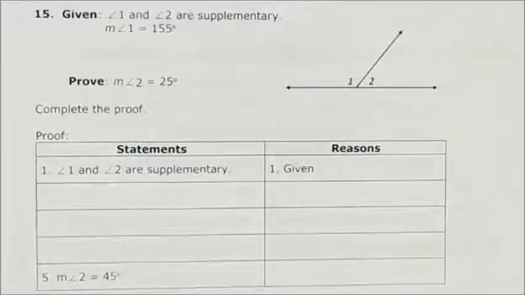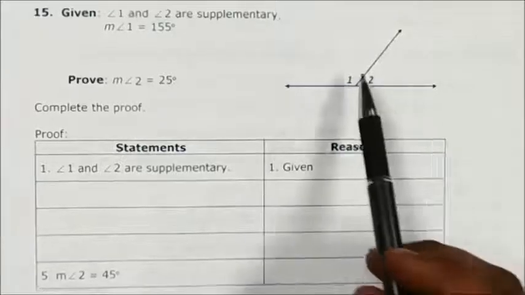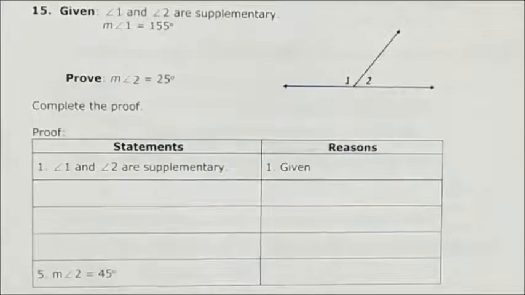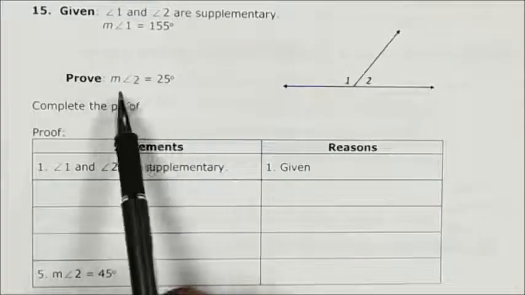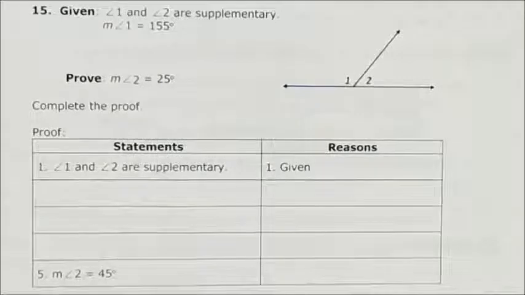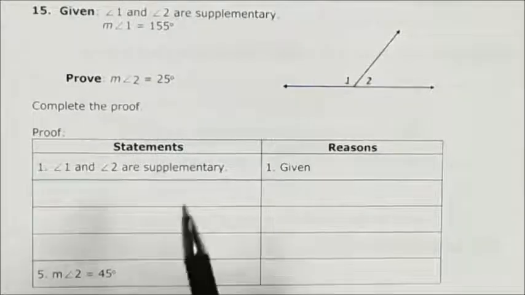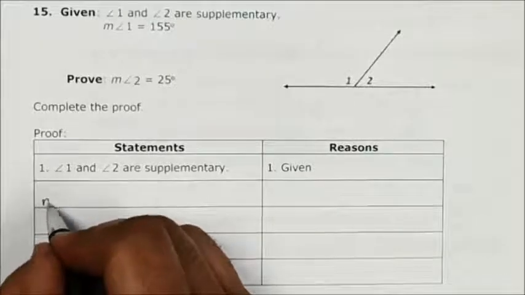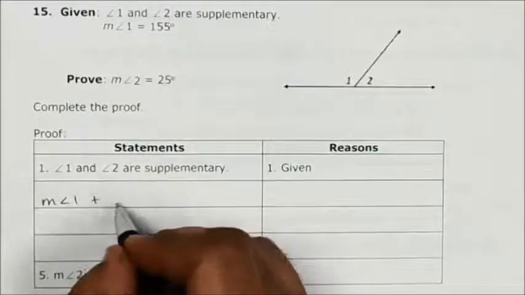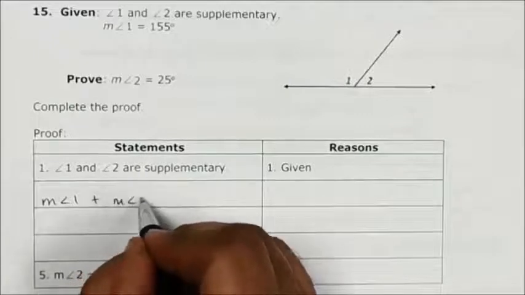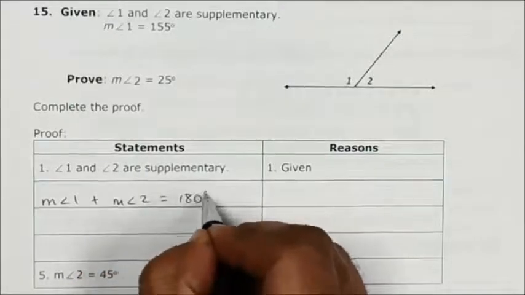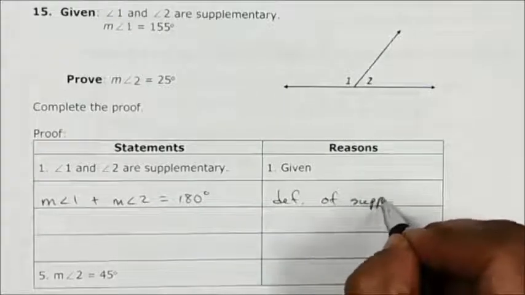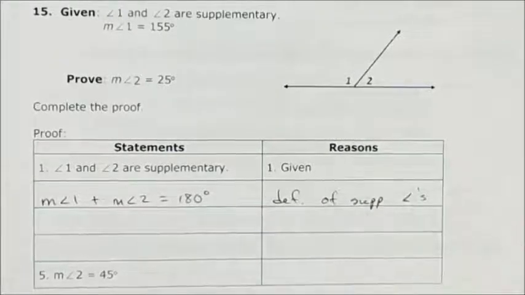All right, number 15 is another proof. This time I got two angles, and I'm told that those two angles are supplementary, and we want to show that the measure of angle 2 is actually 25 degrees. Okay, so first thing I want to do is, since I know that they're supplementary, that means I want to interpret that to say the measure of angle 1 plus the measure of angle 2 is equal to 180 degrees. And my reason for that is the definition of supplementary angles. That's how we define that.